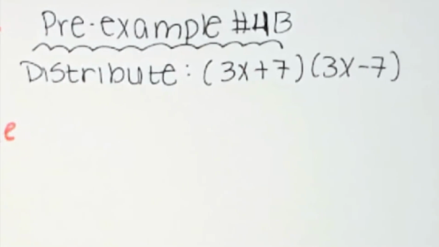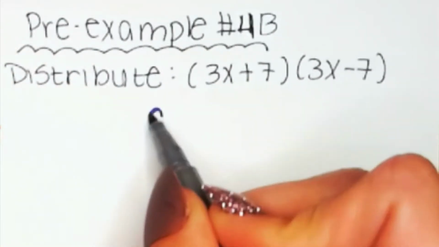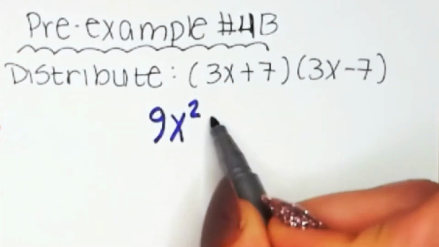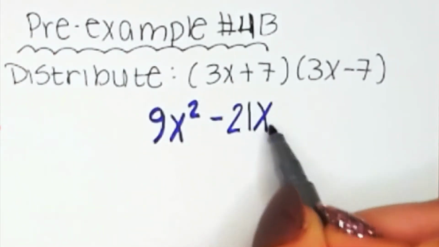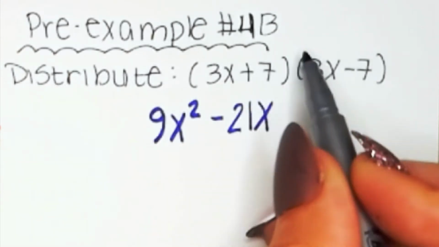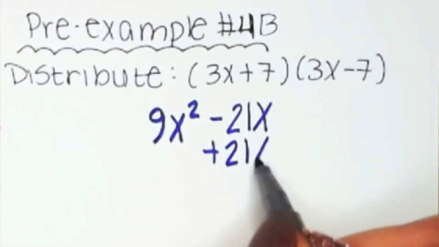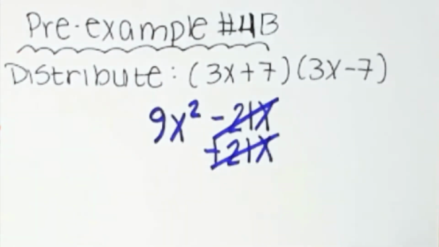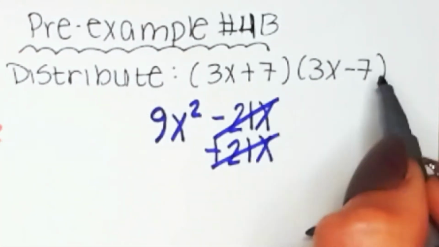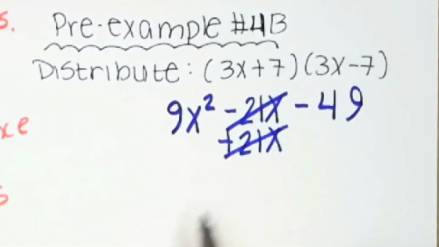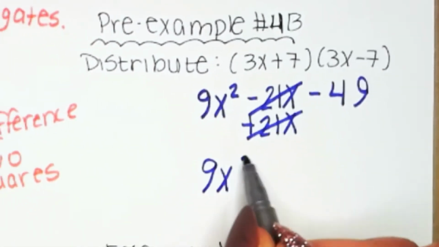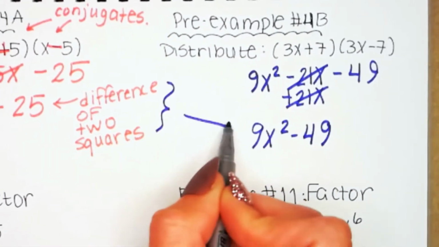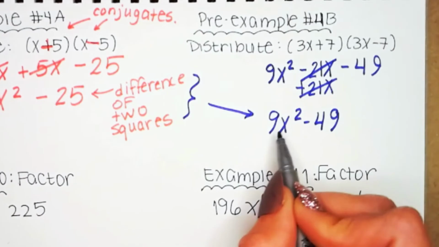Let's look at that example. 3x times 3x, 9x squared. Outer is minus 21x, but I'm really wasting my time writing it. Inner is positive 21x. Again, I just wasted my time writing it, multiplying. What if they were really hard? Silly me. Positive 7 and negative 7 is minus 49. So really, 9x squared minus 49.